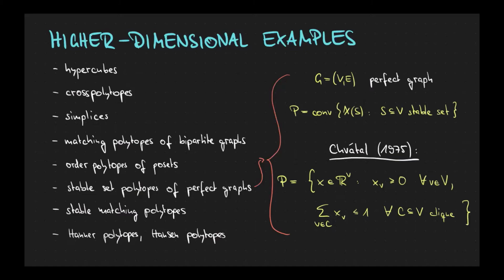In general, it's very hard to describe stable set polytopes, but perfect graphs are exactly the graphs for which we have such a nice description, which is due to Chvátal. The description is as follows. You write down some non-negativity constraints, that's what you always do. And then you write down a constraint for every clique in the graph. For every clique in the graph, you basically say that every stable set should intersect that clique in at most one vertex. And that's what the inequality is saying.